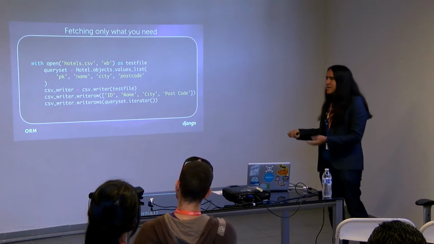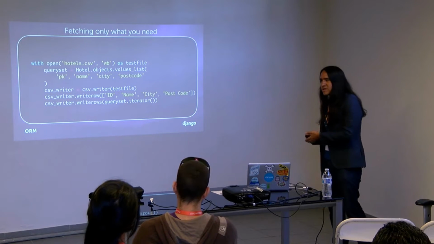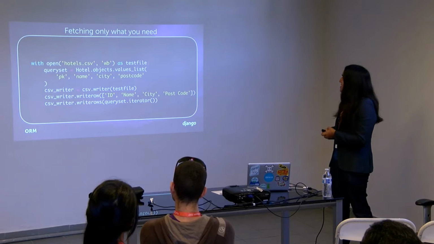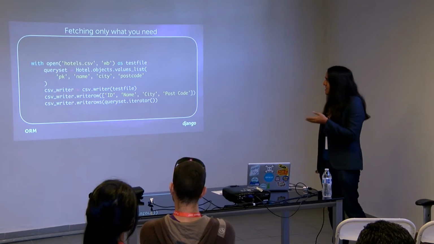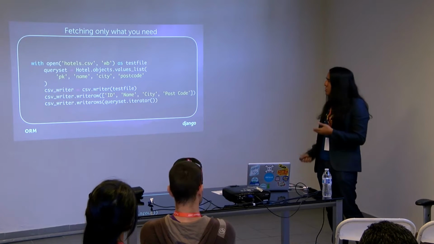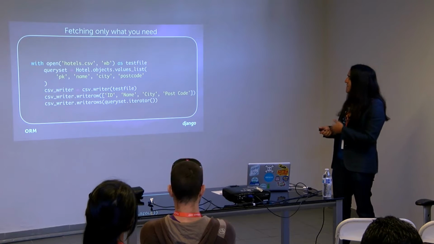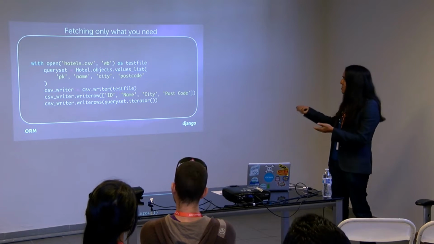Here's a quick example of how you could use something like values list to, in this case, export hotels, right? I've heard a lot that sometimes developers don't really know how to leverage these things, the values list or values. And here's a quick example, right?